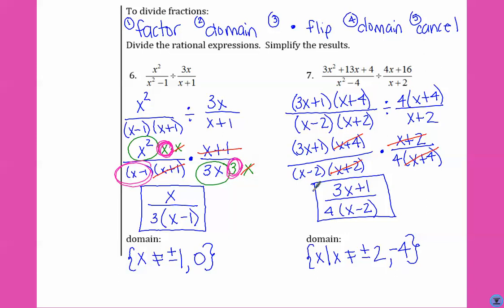These problems look like a lot of work, but once we get through the factoring, factoring's typically the hardest part. It's just a lot of canceling and then being able to read what you canceled and what stayed. It gets pretty easy after that.